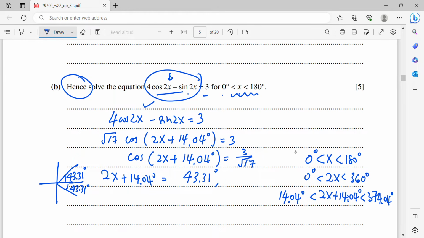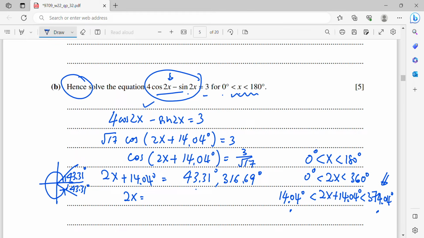By looking at this interval, we can accept 43.31 degrees because it's greater than 14.04, and we can accept up to 374.04 degrees. So the next value is going to be 360 degrees minus 43.31 degrees, which is, oh sorry, 316.69 degrees.